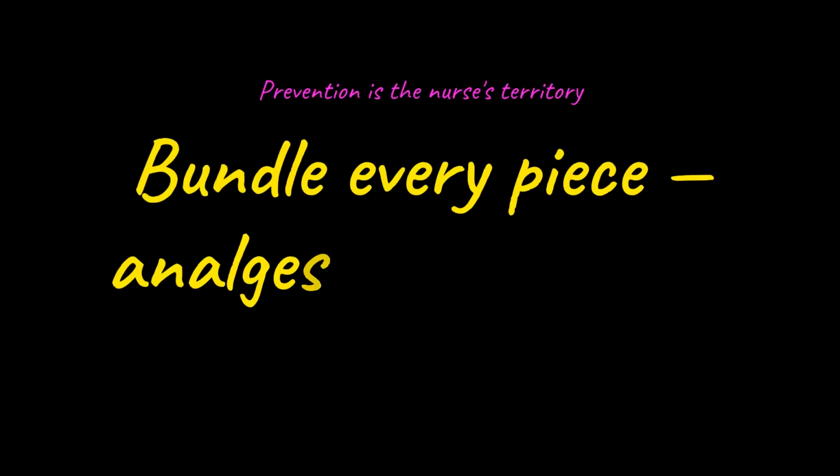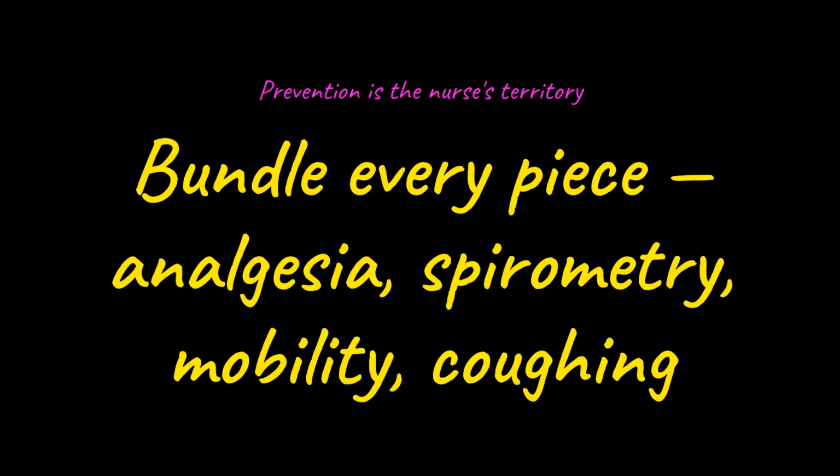The correct sequence is to give a scheduled analgesic dose, wait 20 to 30 minutes for onset, then guide the patient through spirometry with a pillow splinting the incision, followed by ambulation. Once pneumonia develops, the patient needs antibiotics and possibly oxygen. Collaborative care. Prevention belongs to nursing, and it only works when every element of the bundle is delivered together, every time.